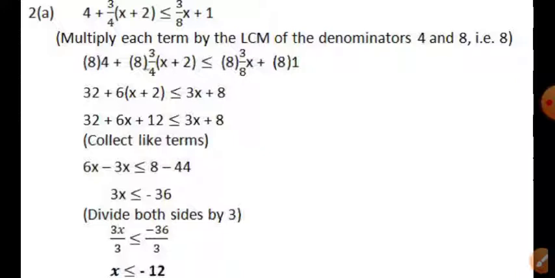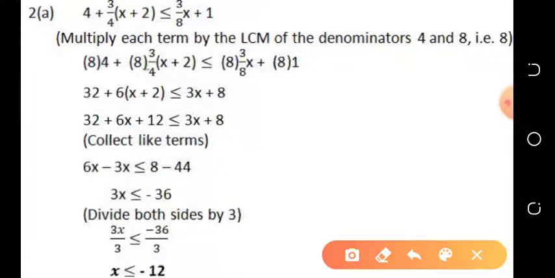Now 8 times 4 is what? We have 32. Plus we have here 4 can cancel this 8. You have 2. 2 times 3, you have this 6. I hope you can see that. You have 6 into bracket x plus 2. Now we bring down less than or equal to sign. Here 8 can cancel 8.